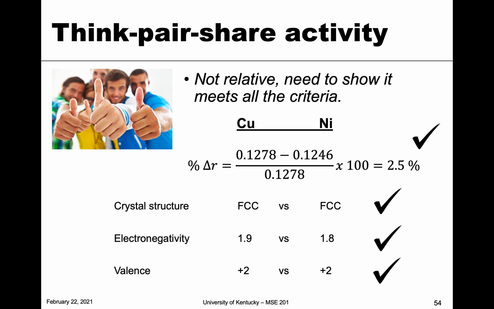So again, this is different than the previous example because this isn't looking at relatively which one's better. This is trying to satisfy all the criteria. And by going through one by one and calculating the percent difference in radius, as well as directly comparing all of these, we're able to see that it matches all of those criteria.